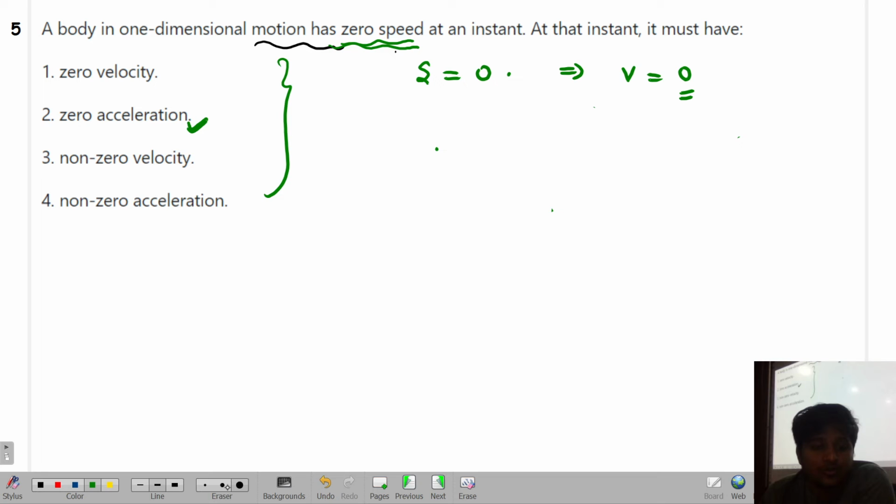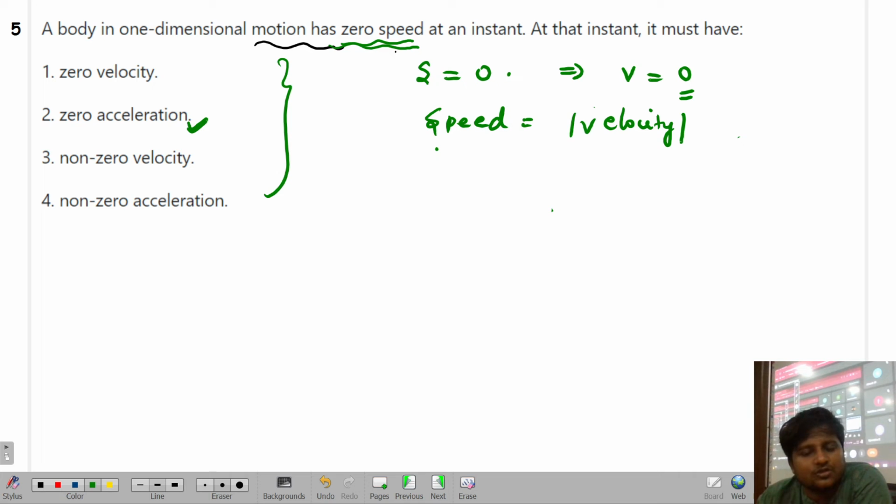But that is incorrect. What should actually be zero? If speed is zero, your velocity magnitude should be zero, because speed can be called the magnitude of velocity. So if speed is zero, the velocity magnitude will be equal to zero, but the direction of velocity will not be zero. If the direction of the velocity is not zero, how can you say that the acceleration will be equal to zero? For acceleration to be equal to zero, two things must definitely be there. The first, magnitude of velocity should be zero. Second, the directional component should also be zero.